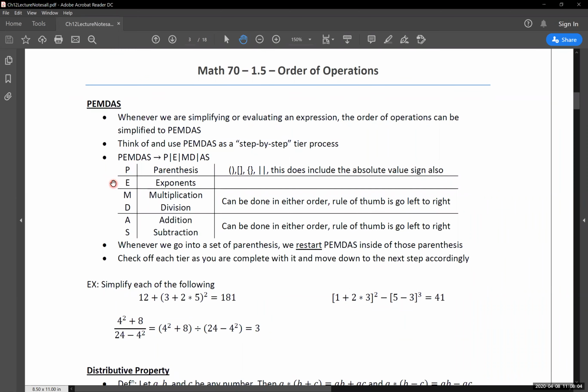Then we move on to our exponents. If I have any exponents, I'm going to evaluate those: identify the base, identify the exponent, multiply everything out, and we get our answer with just our exponents. Okay? Once we've done our exponents, then we move on to multiplication and division.